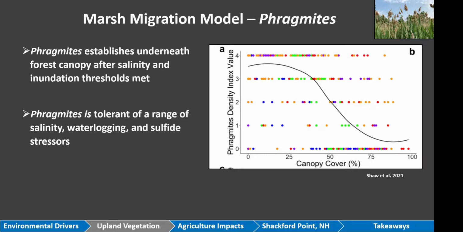Which kind of shows you that, as I like to say, Phragmites is lurking in the woods, just waiting for its opportunity to pounce when the trees finally die back. So that's something also to consider in future projects. Do you have Phragmites prevalent in the near landscape that might be able to move in after you've done all this hard work to facilitate marsh migration?